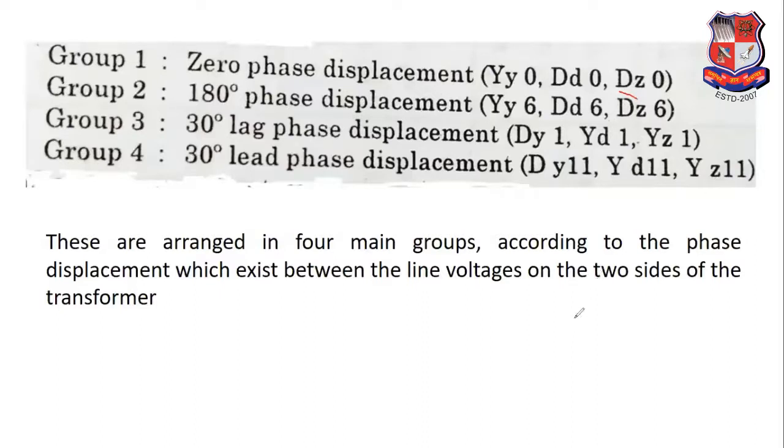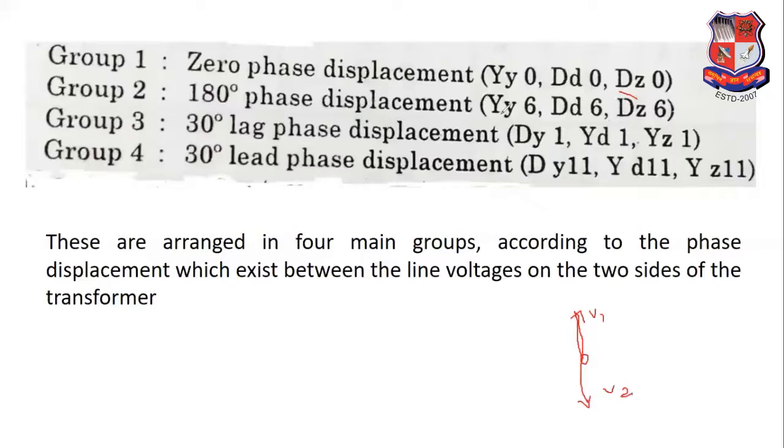180 displacement means if your primary winding is in this particular phase, then your secondary winding voltage is displaced by 180 degrees. This is your first voltage V1 for the primary winding, and this is V2 for the secondary winding. So that is the 180 degree phase displacement. Now if you compare this with the clock, it represents 6. So it is a YY6 connection.